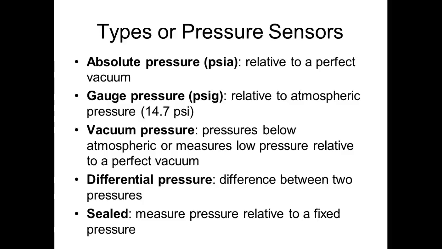So what we're saying is that gauge pressure is relative to the pressure that you're at. That's what it says 0 is. Absolute pressure is relative to 0, which means a perfect vacuum. Everybody understand that? And then of course differential pressure should make sense.